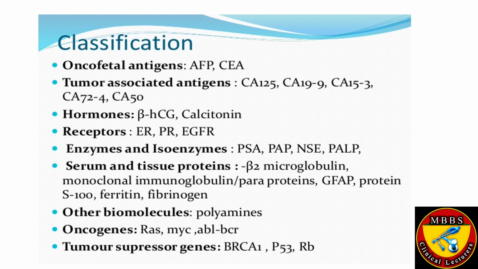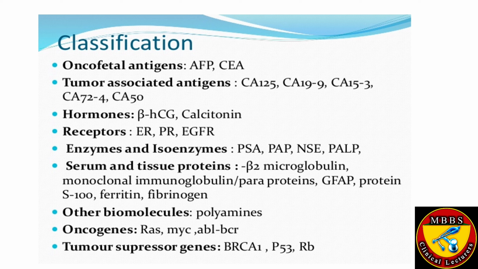And the second one is the tumor associated antigens. These are the CA125, which is basically the marker for ovarian cancer, and the other one is the CA19-9. This is for pancreatic tumor, and CA15-3, CA72-4, and CA50. These are exactly marked for the different tumors.